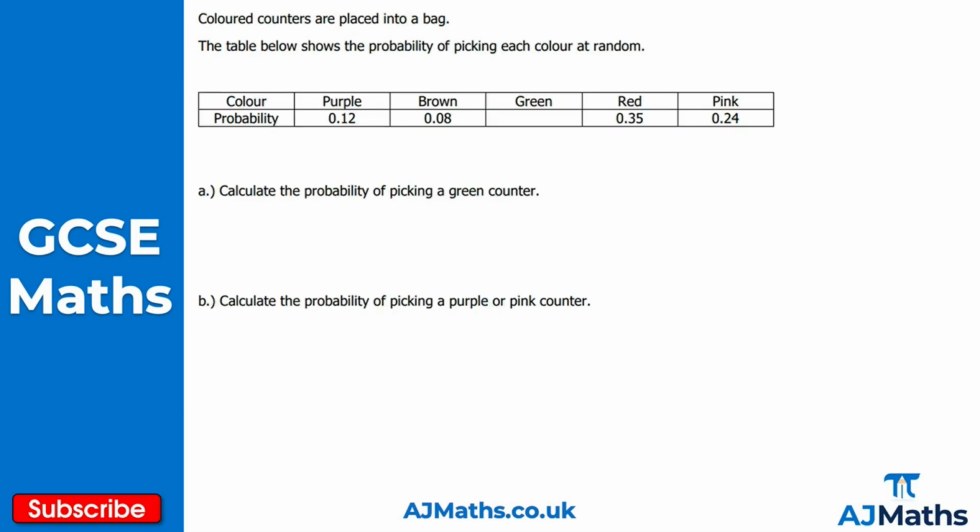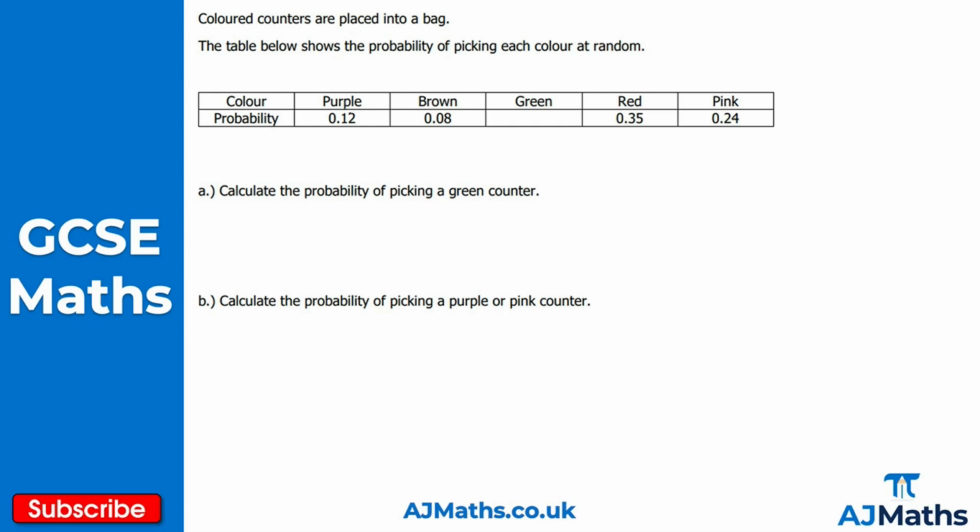I'm moving on to the very last question here. What I've got now are colour counters that are placed into a bag, and the table here shows the probability of picking each colour at random. So we can have either purple counters, brown counters, green counters, red counters, or pink counters. So for part A, we want to work out the probability of picking a green counter. Same idea as what we've seen for the previous two questions.